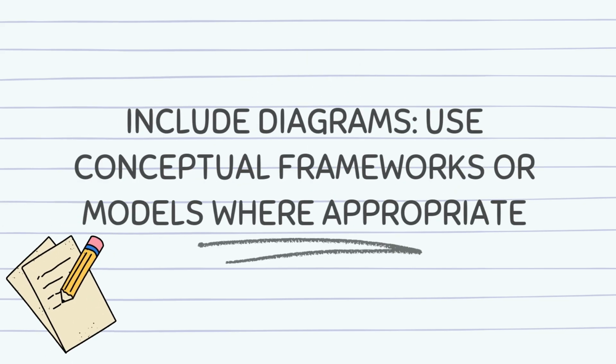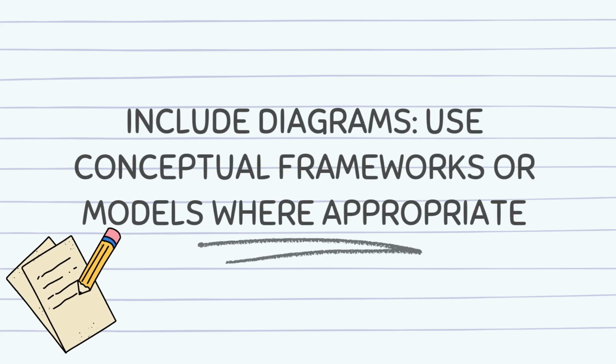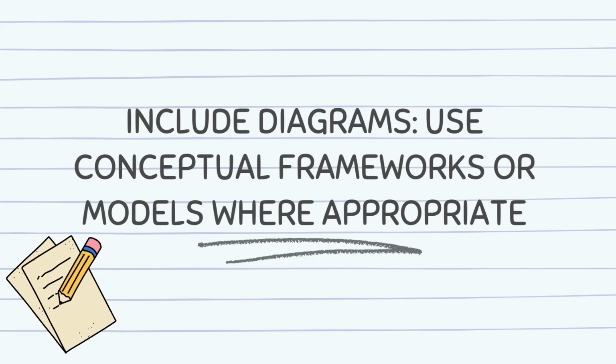Include diagrams. Use conceptual frameworks or models where appropriate. Using diagrams in Chapter 2 of thesis writing. Conceptual frameworks and models. Chapter 2 of a thesis, also known as the Review of Related Literature, RRL, plays a crucial role in establishing the theoretical foundation of a study.